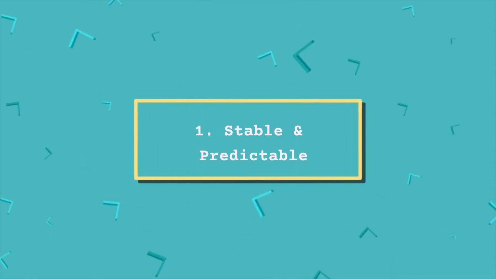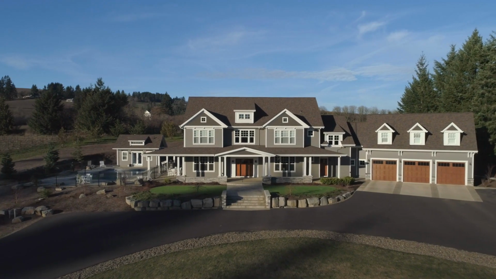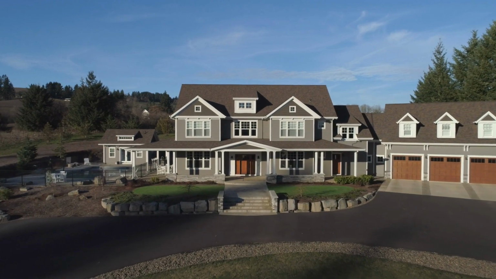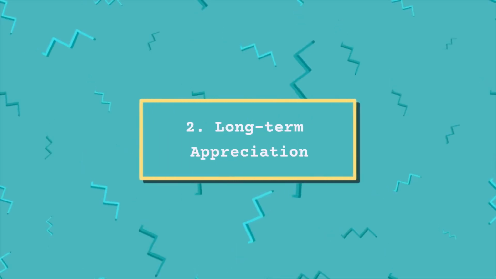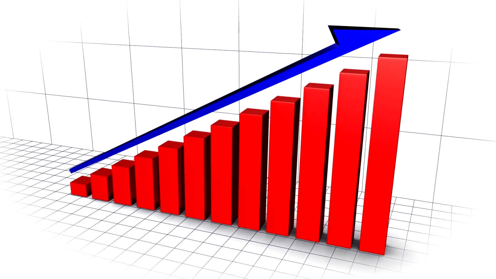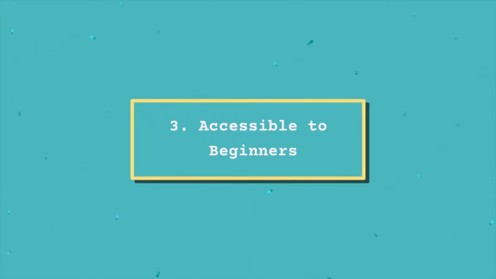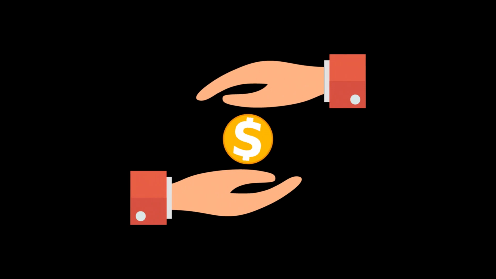Traditional real estate investing pros. 1. Stable and predictable. Often considered a safer and more predictable approach, especially when investing in turnkey or well-maintained properties. 2. Long-term appreciation. Traditional investing often focuses on long-term property appreciation and steady rental income. 3. Accessible to beginners. Often more accessible to new investors due to its straightforward nature.